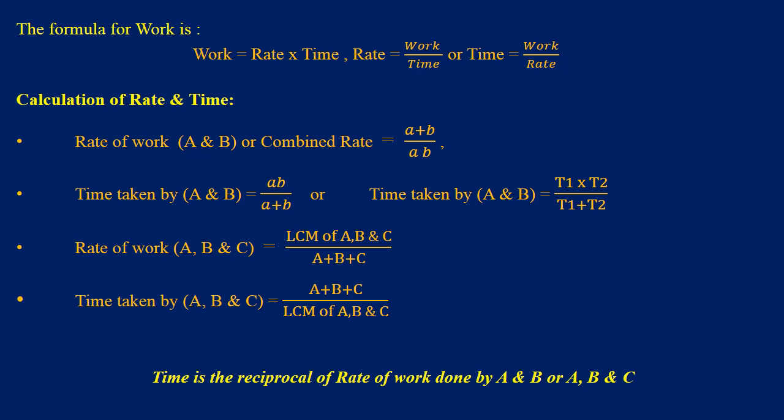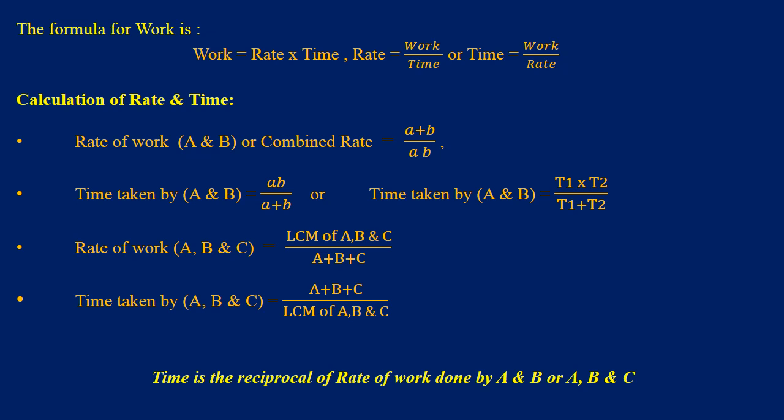Right? So the rate of work for A and B, or combined rate of A and B, would be equal to (A plus B) divided by (A into B). Similarly, the time taken by A and B would be equal to (A into B) over (A plus B). Now this can also be solved with the help of another formula, which is: time taken by A and B is equal to T1, that is time 1, into time 2 over time 1 plus time 2, right?